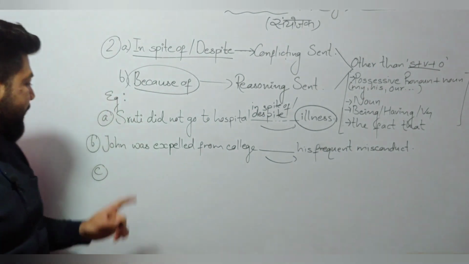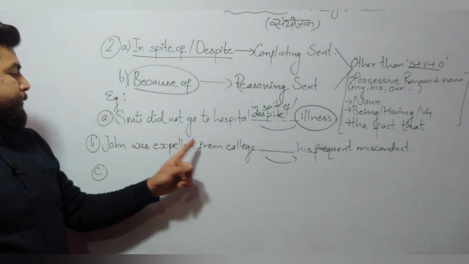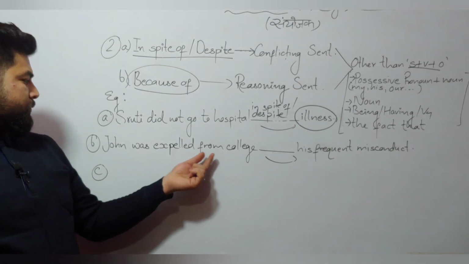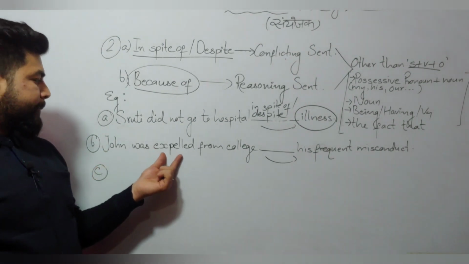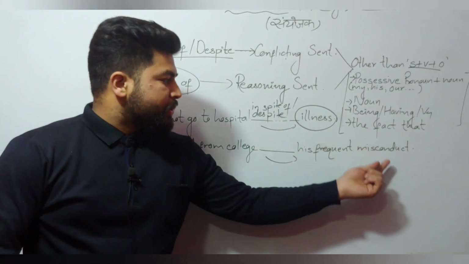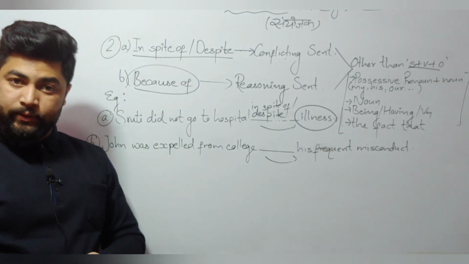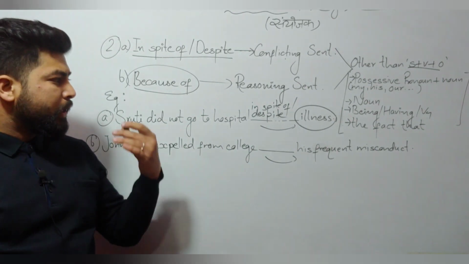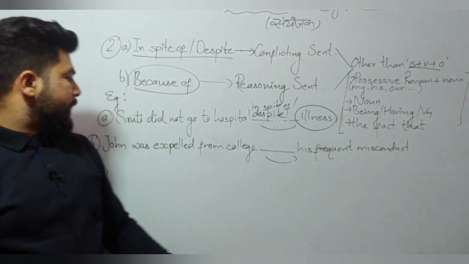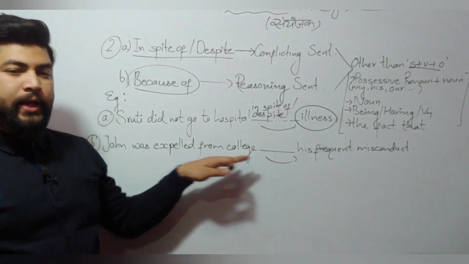Right? Okay, so for the next, John was expelled from college. He has frequent misconduct. So the guy named John got expelled from college, and he has frequent misconduct. Frequent misconduct, and getting expelled is reasoning. Right? Yes, you get expelled if you do frequent misconduct. And if he had done frequent misconduct but was not expelled from the college, then that would have been conflicting. But now, this is 100% reasoning.